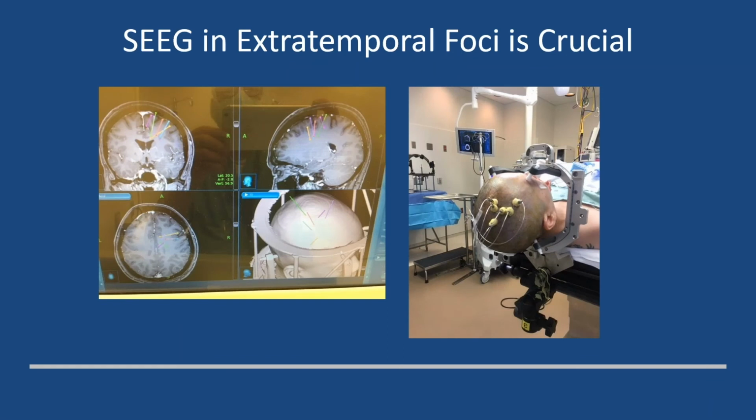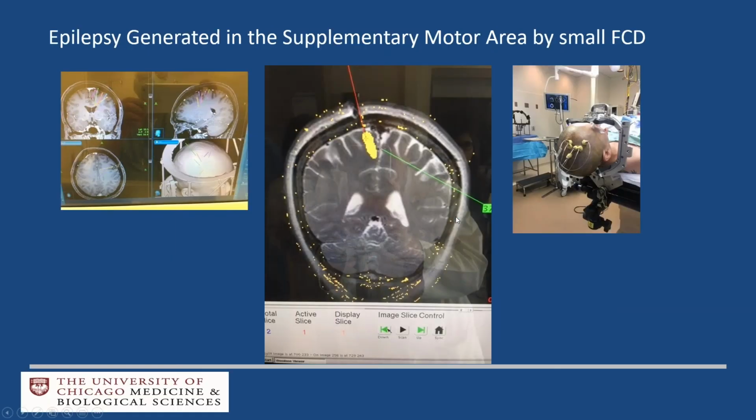This is a patient who actually had a small FCD in the supplementary motor area, and you can see we've encircled the MRI suspicious area with depth electrodes. Once you have that and have really characterized the focus, through one of those electrodes we implanted a laser fiber through one of the anchoring bolts and did an ablation of the lesion.